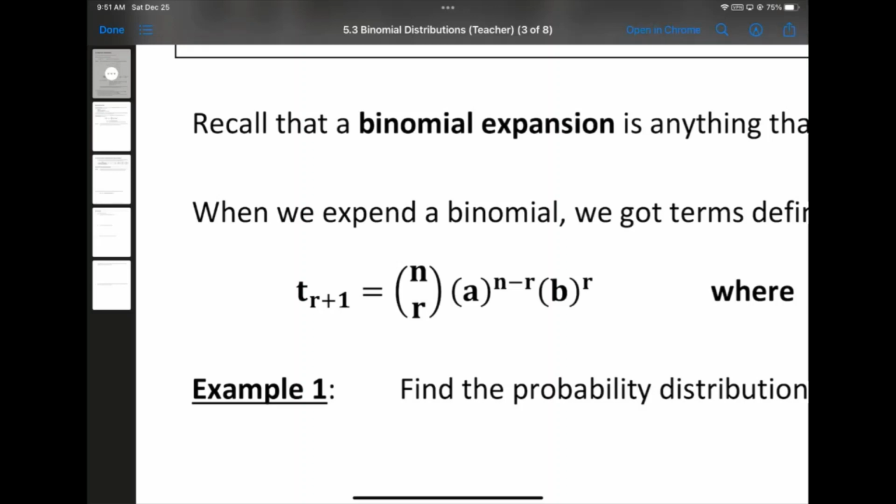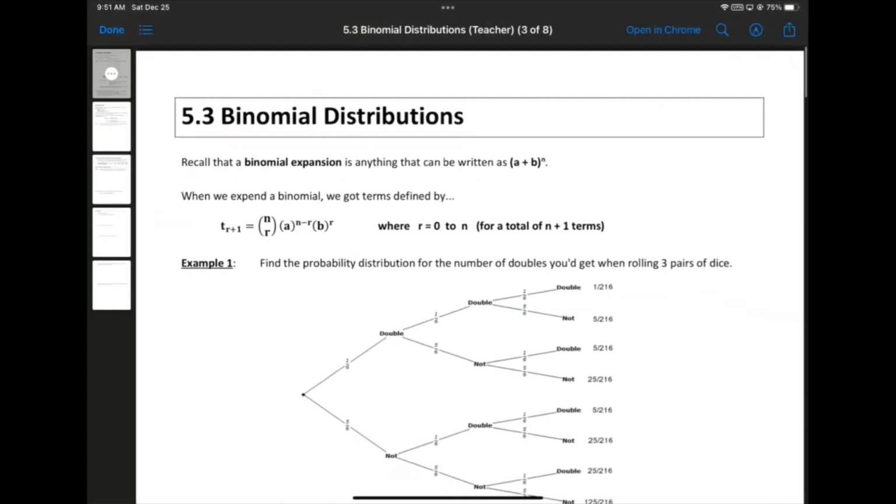The r plus first term, remembering that r starts at 0, but of course when we're counting terms, they start at 1, is equal to a combination, and then the first term to an exponent, and the second term to an exponent. Now, for example 1, if you can just kind of follow along and get the gist of it, don't worry too much about remembering the exact numbers to plug in. I just want you to get a feel for how what we're doing today with binomial distributions is related to the binomial theorem, other than the fact that they both have binomial in the name.